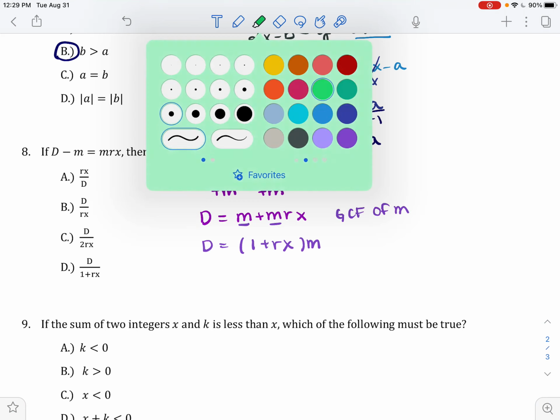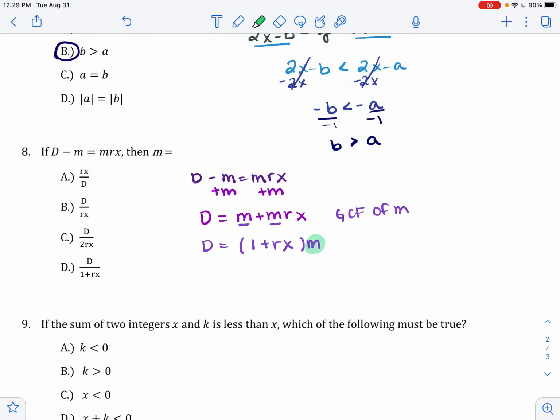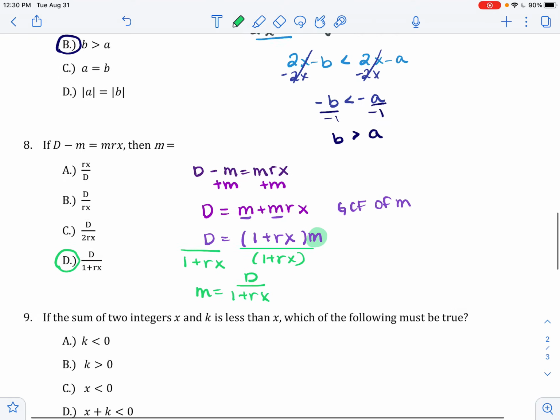And in those moves, what I've done is I've isolated m, so it exists on its own. So m is being multiplied to this quantity. If I want a statement that says m equals something, that means I need to divide out this quantity that it is being multiplied with. So I will divide out the quantity 1 plus rx, and that gives me m is equal to d divided by 1 plus rx, which is our last answer choice here.